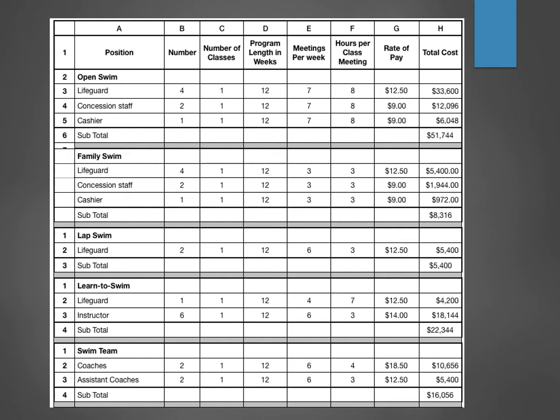And then it really is just taking the formula that we used before, where you go for the number of positions needed, which is 4 on the first one, multiplied by the number of classes times the length in weeks, the meetings per week, hours per class, and then rate of pay. You can follow that across and get totals for each line, and at the bottom we get a subtotal per area.